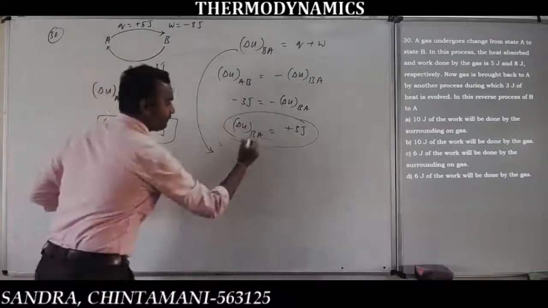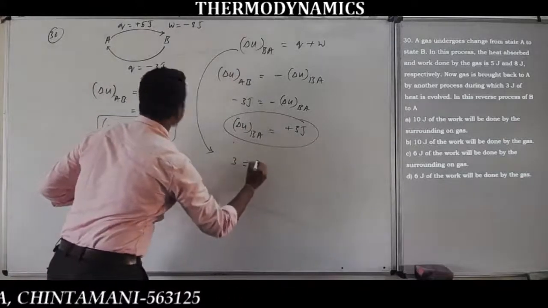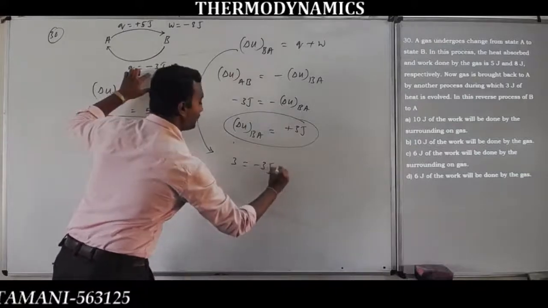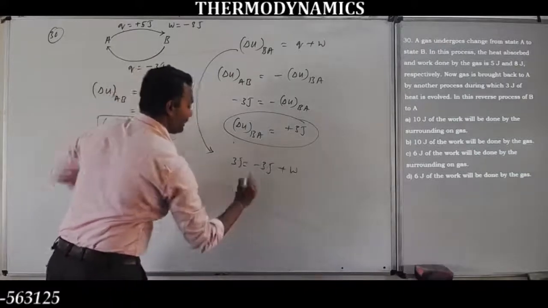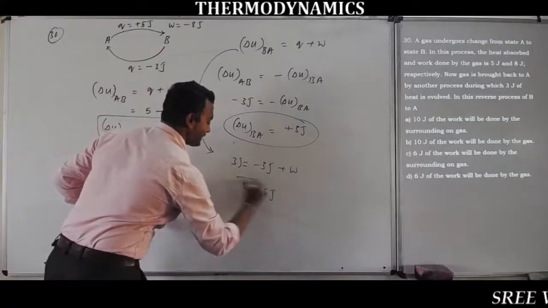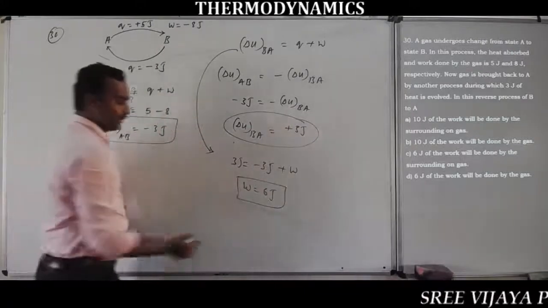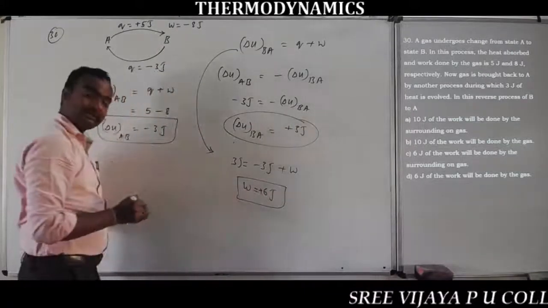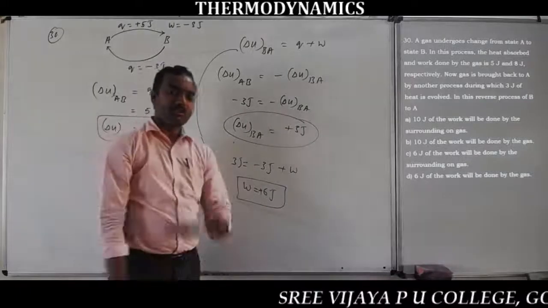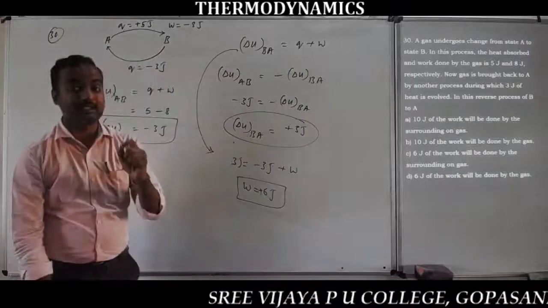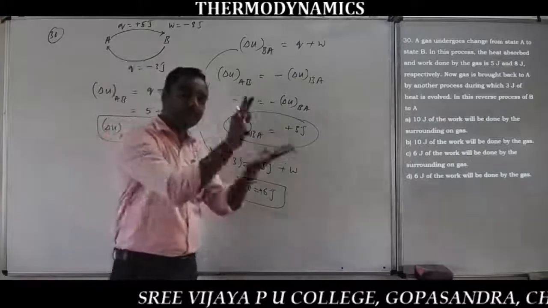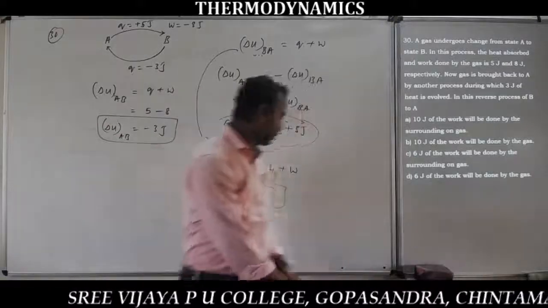So delta U from B to A is 3 joule is equal to Q value is minus 3 joule, so that plus W. So therefore W is equal to how much? 6 joule. So 6 joule ಗೆ ಏನು ಬರ್ತಾ ಇದೆ? ಪಾಸಿಟಿವ್ ಇದೆ, ನೆಗೆಟಿವ್ ಇಲ್ಲ ವ್ಯಾಲ್ಯೂ. ಸೊ ಪಾಸಿಟಿವ್ ಬರ್ತಿದೆ. ಸೊ ವರ್ಕ್ ಡನ್ ಪಾಸಿಟಿವ್ ಬರ್ತಿದೆ ಅಂದ್ರೆ ವರ್ಕ್ ಡನ್ ಬೈ ದಿ ಸರೌಂಡಿಂಗ್ಸ್ ಆನ್ ದಿ ಸಿಸ್ಟಮ್. ಸೊ therefore ಇಲ್ಲಿ 6 joule ಆನ್ಸರ್ ಬರ್ತಾ ಇದೆ.